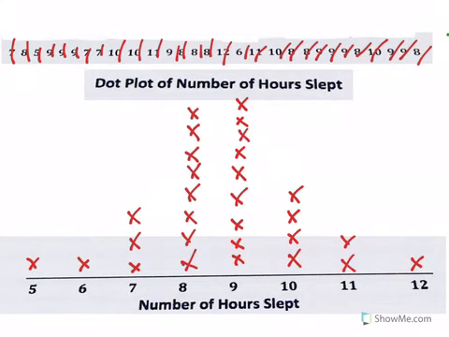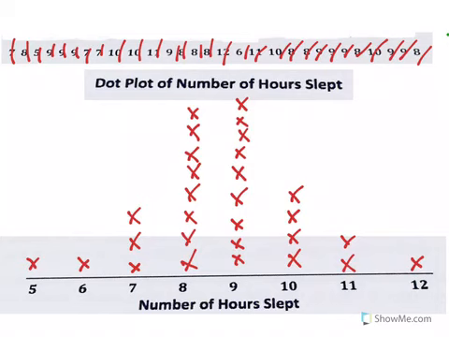What number of hours slept occurred most often? Well, that would be the high. That's why we try to keep them fairly even as far as where we place them. And the highest one is 9. That 9 has the most X's above it. So 9 hours is the most common, the one that shows up the most.